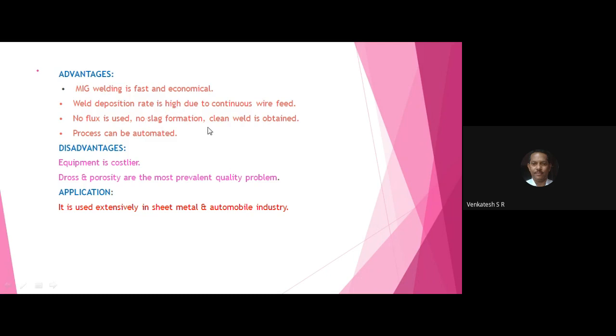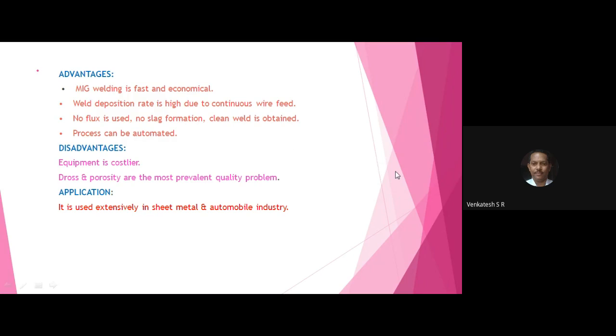And there is no need to use flux for the welding process because the process is controlled by supply of inert gas, which covers the joint. There is no oxidation of the metal. And the process can be automated. The process automation means you can make the continuous joint of the metal sheet, and you can automate the process. Automation is easy for MIG welding.